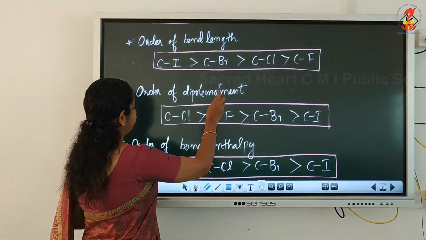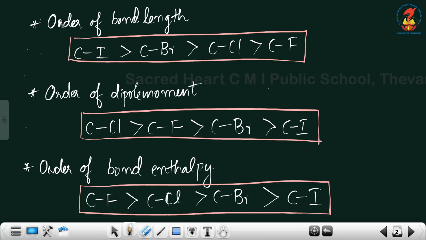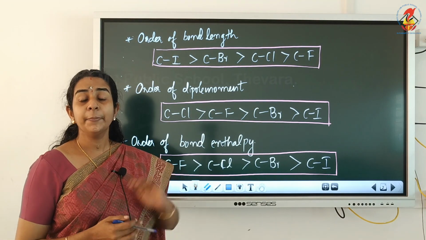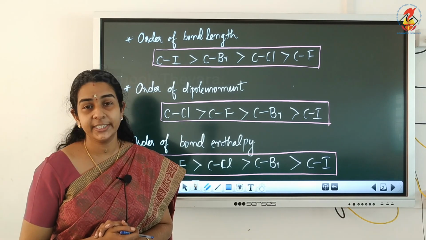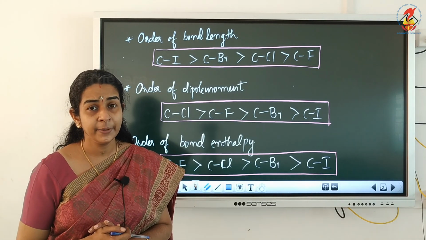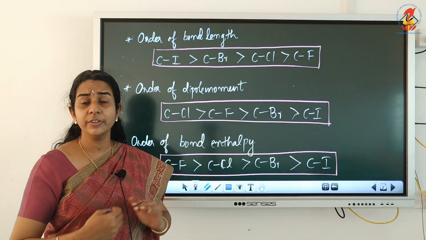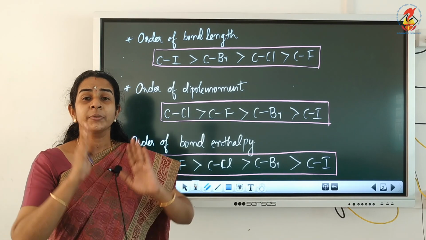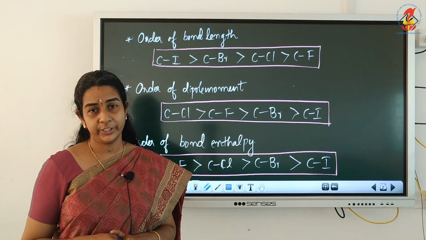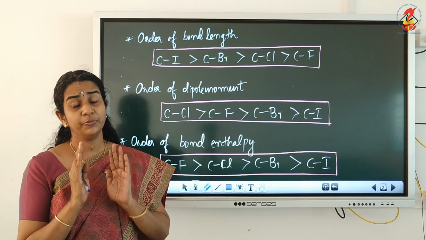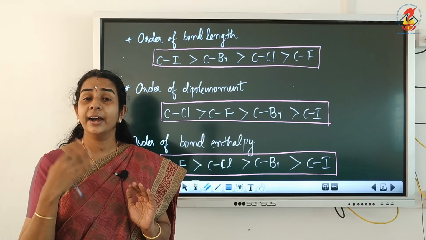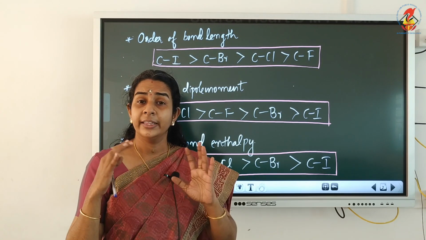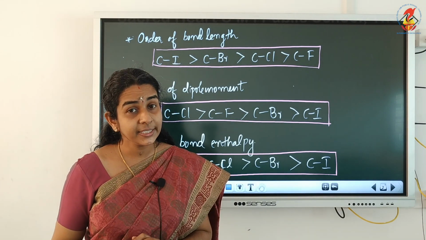Now the next, the order of dipole moment. We know that dipole moment is a measure of polarity, and the polarity is due to the difference in electronegativity, isn't it? Which halogen is the most electronegative? Yes, fluorine is the most electronegative element in the periodic table. But due to the smaller size of fluorine, the interelectronic repulsion will be maximum in fluorine.